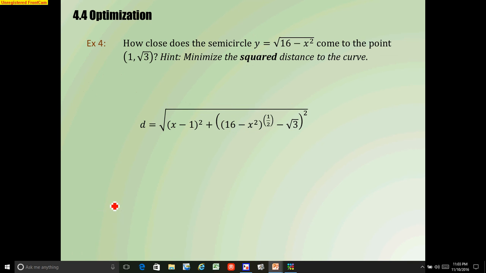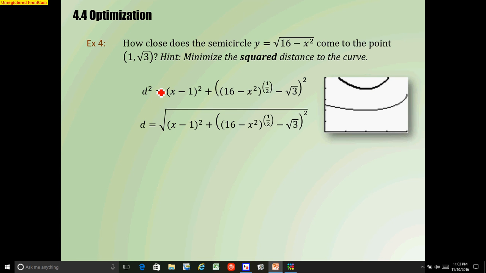So if instead I just square both sides, so I have d squared is equal to this expression. Notice I still have some chain rule issues, but this radical is gone. I just have to remember that I'm taking the square of the distance when I'm all done. Here's a picture of the parabola and the distance and the squared distance.